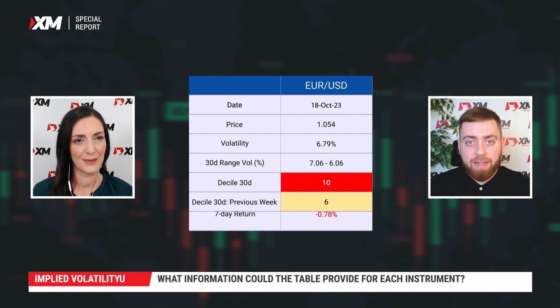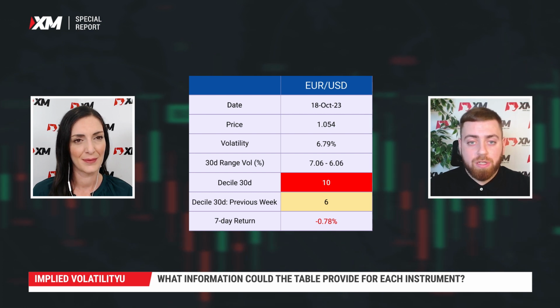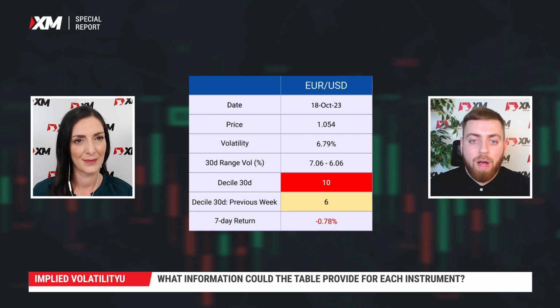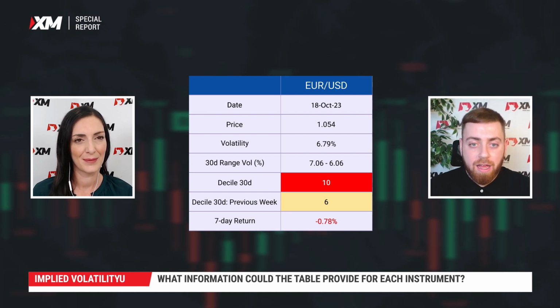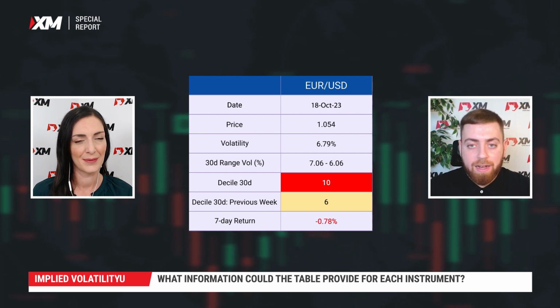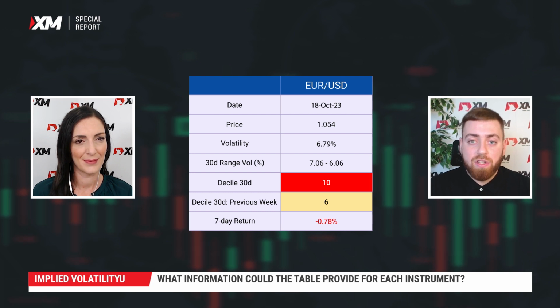We also provide the deciles from 7 days ago for comparison purposes. For instance, a change of decile from 1 in the previous week to 3 this week may still show less than average expected volatility for a particular asset, but its expected volatility is picking up. Finally, we also calculate the 7-day return, which is also important for traders to have in mind.